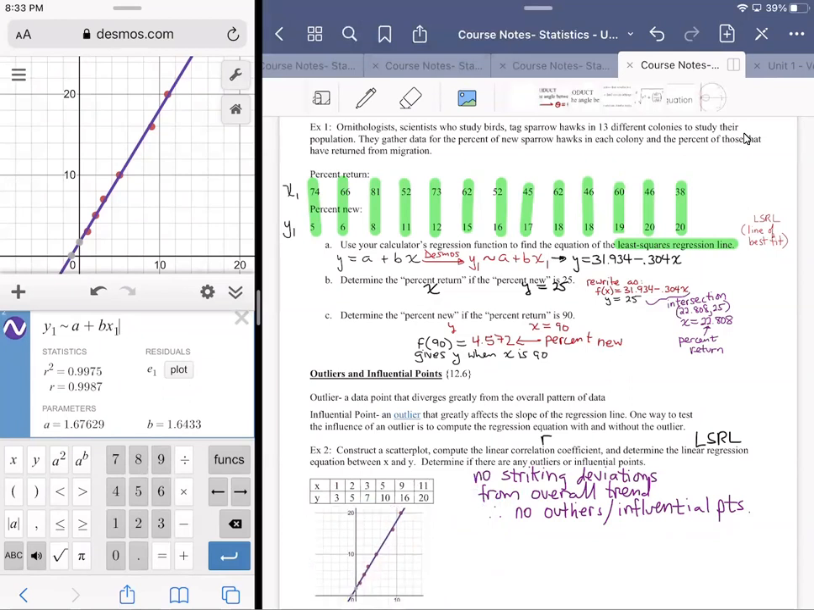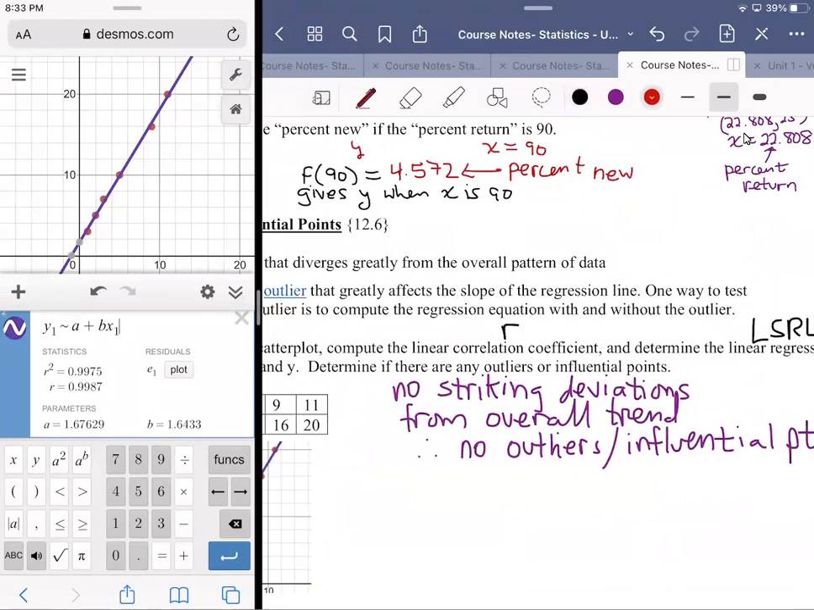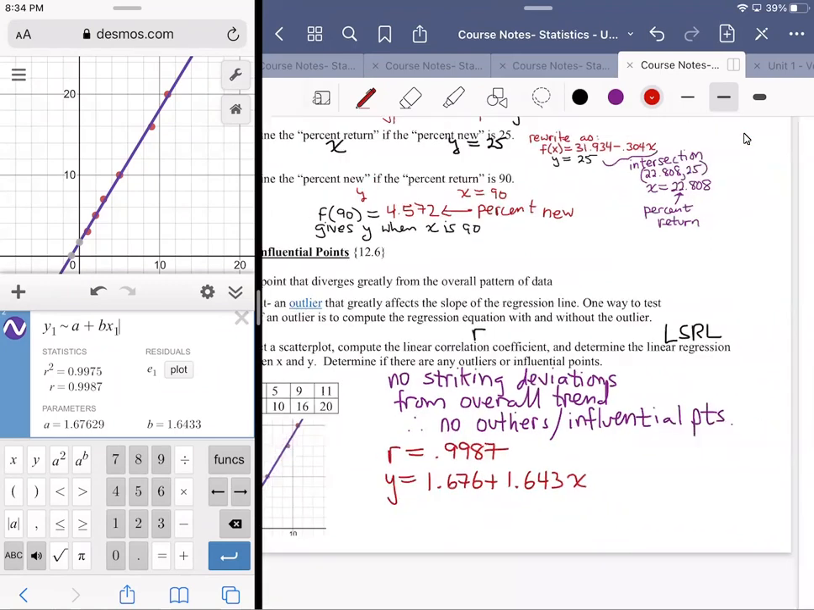And then we get the regression equation, which again, we use the notation of y equals a plus bx, so 1.676 plus 1.643x. That's our regression equation. And they said to find the R value. R is 0.9987. You could say 0.999 if you want.